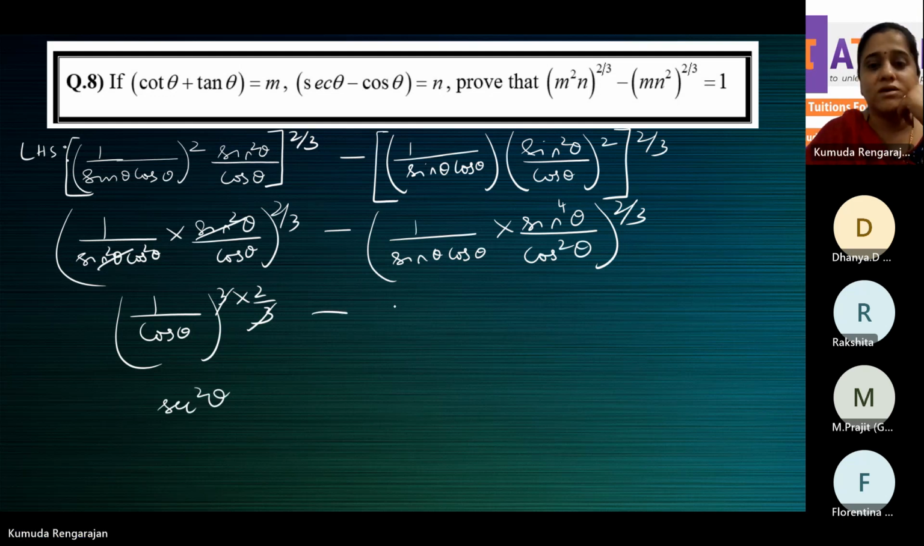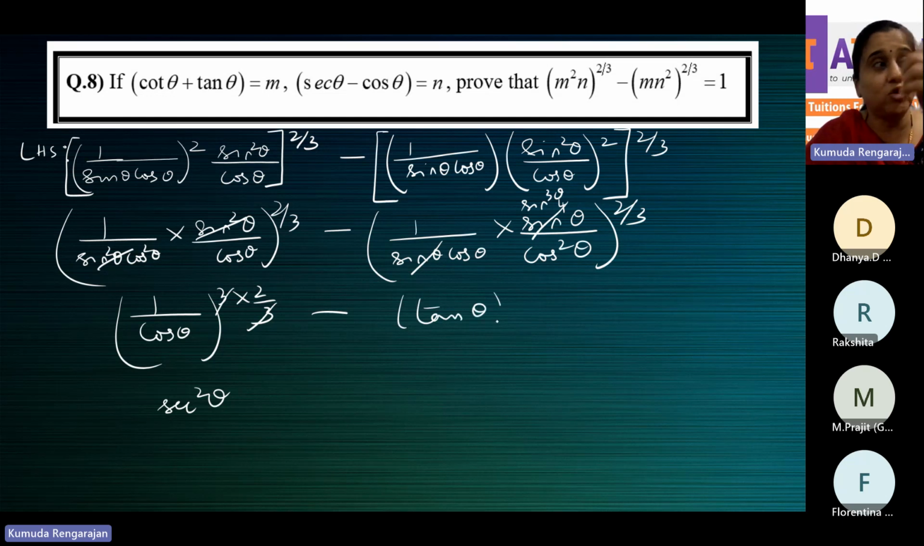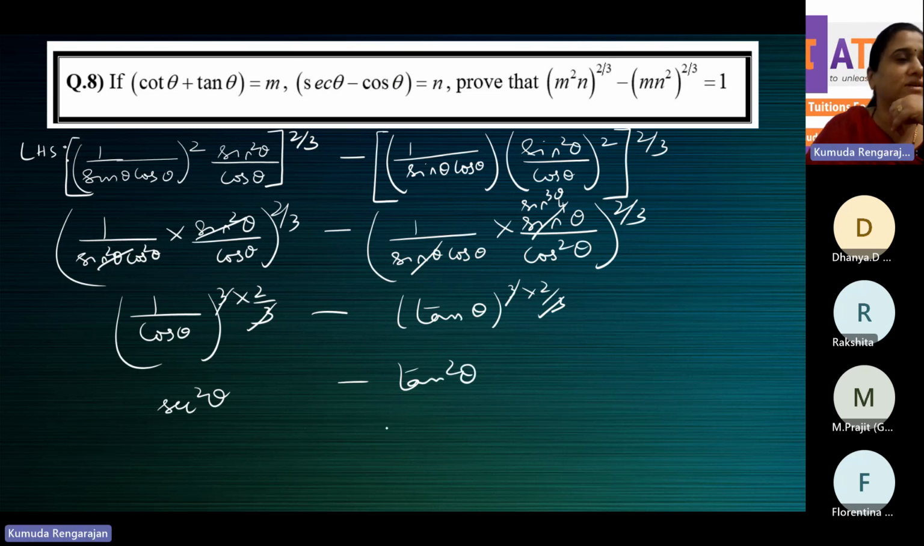Here, sin cube theta by cos cube theta is tan cube theta. I told you we'll write it like that. So tan cube theta, meaning you write tan theta that cube, 3 into 2 by 3. So 3 and 3 will get cancelled. Tan theta the whole square, which is tan square theta. Secant square theta minus tan square theta is 1. All right? Hence proved.